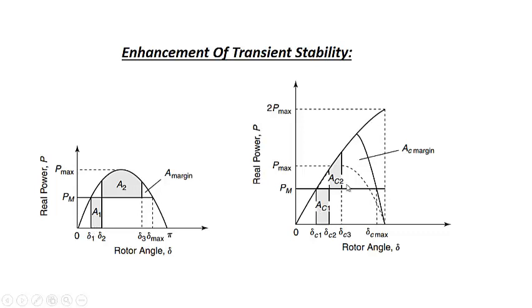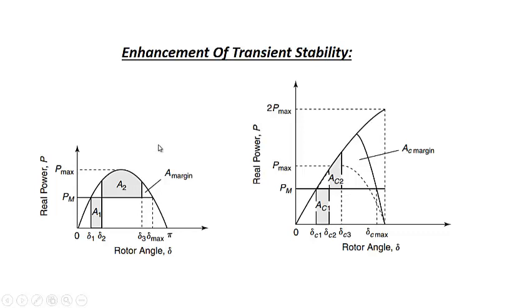But in this case, you can see that since area 1 has increased, the area under the curve from this point to this point will equal this area only at this point, because the area has increased now. This delta C3 will be less than this delta 3. So the remaining area for the rotor angle to sweep is very large. That means the margin of transient stability has increased.